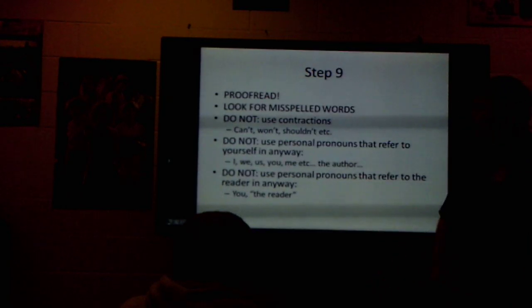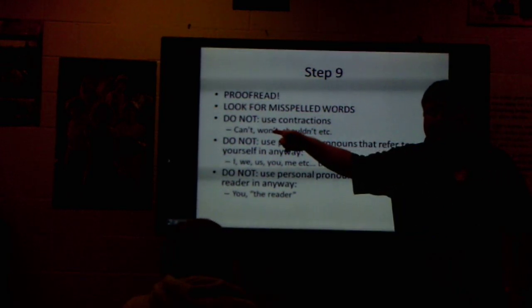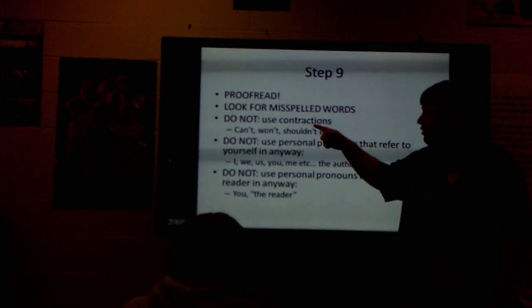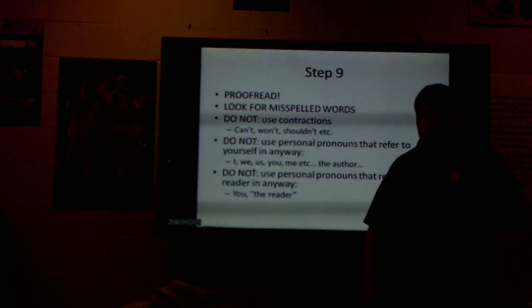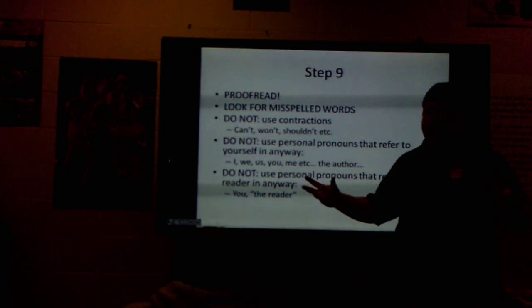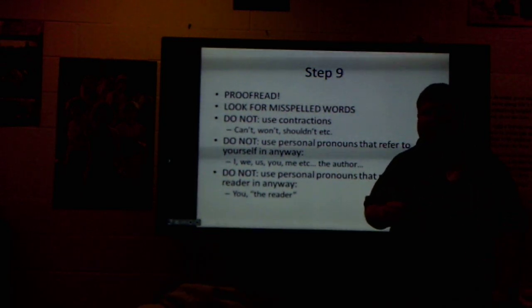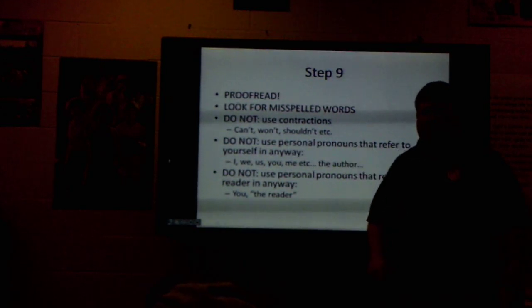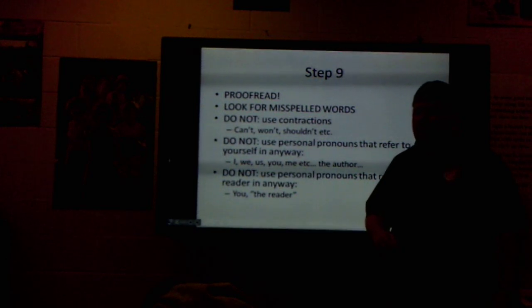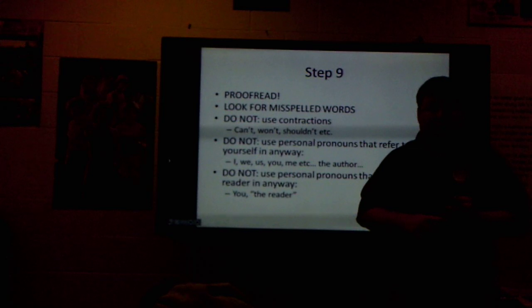Step 9, proofread. Look for misspelled words. Now this is an important rule. Please write this down. Do not use contractions. What are contractions? They're shortened words, like do not. What's the contraction for do not? Don't. If it's got a little apostrophe in it and it's not showing possession, you probably don't need to use it. Don't, can't, won't, shouldn't.